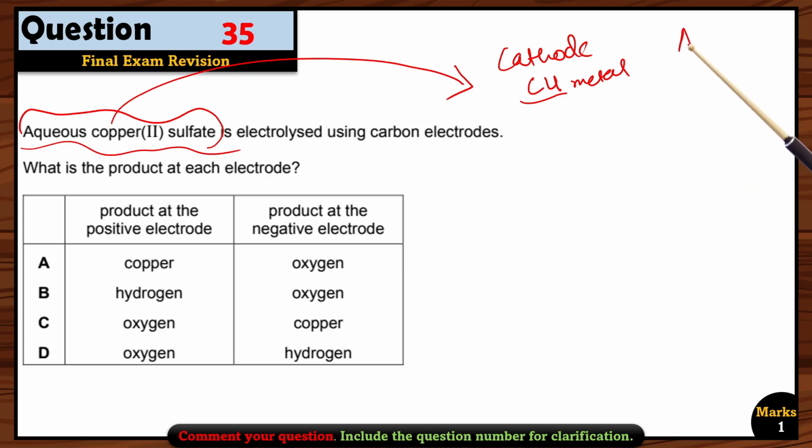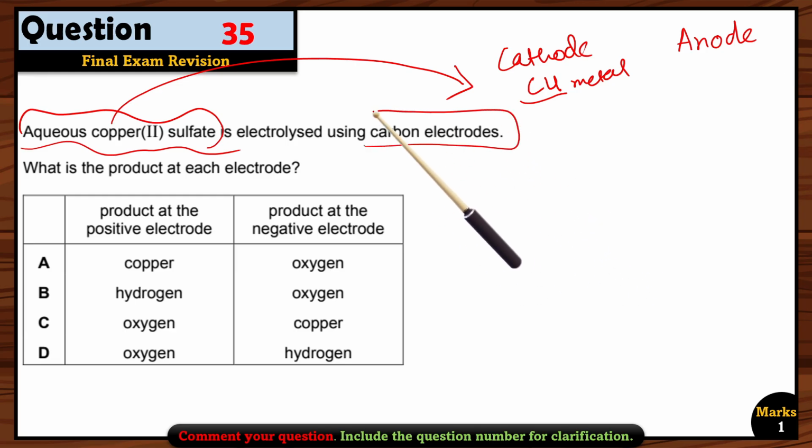Now for the anode, we have to look for three things. First, concentration. Second, it should be aqueous. And the third thing is the electrodes. Which type of electrodes are used? Here carbon electrodes are used. It means it's simple. You don't have to think more now. If it is carbon electrodes, you just have to look for this one.